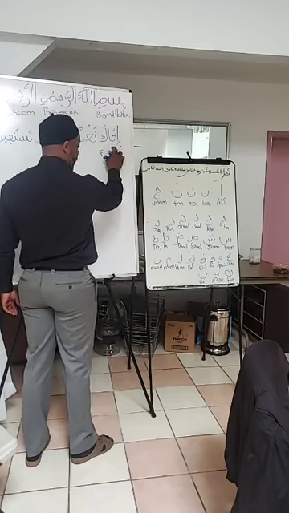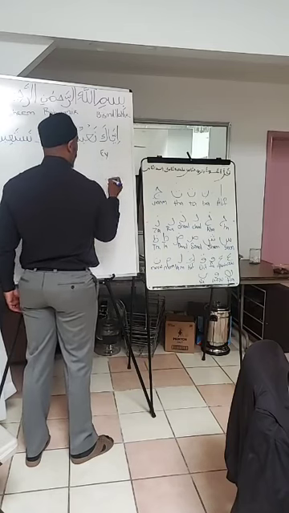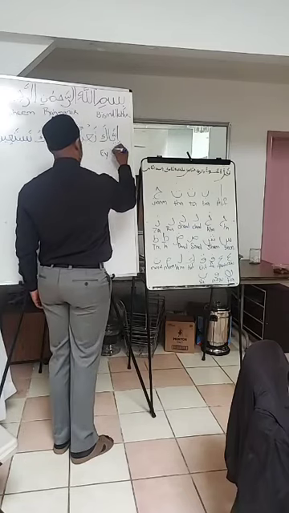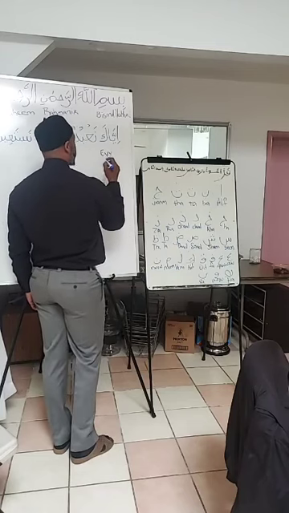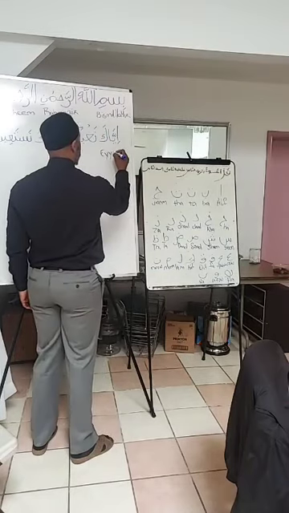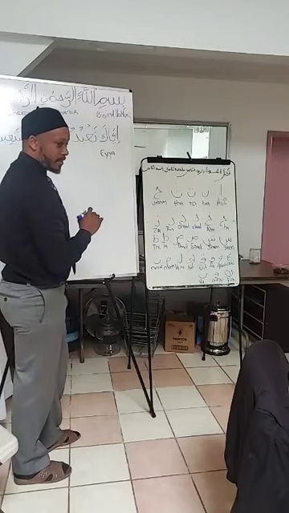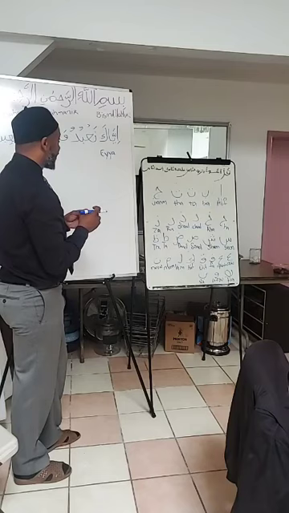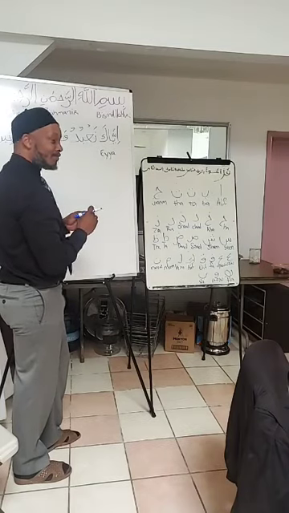And then this next letter is the ya. And what do you do with that? Double. The shadda is double, right? And then the vowel is what? That's right. So after that, what's the next letter?